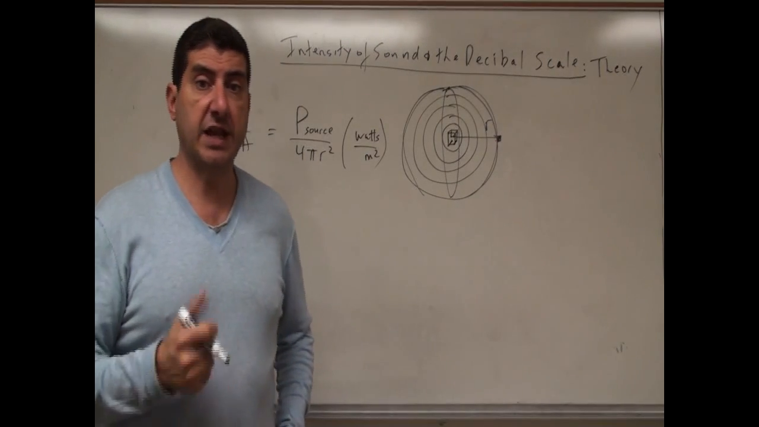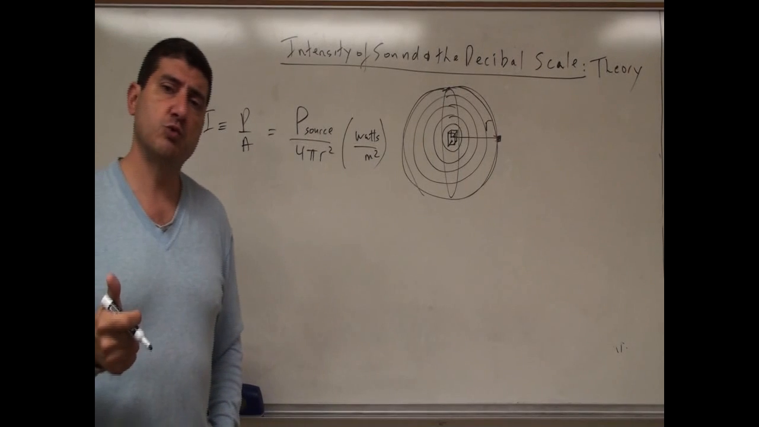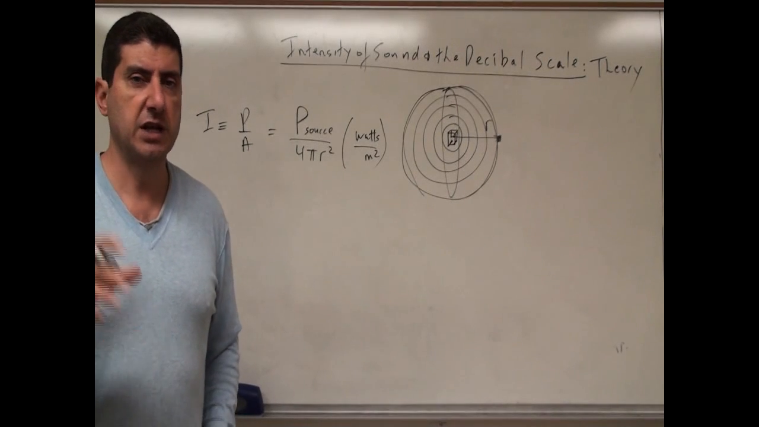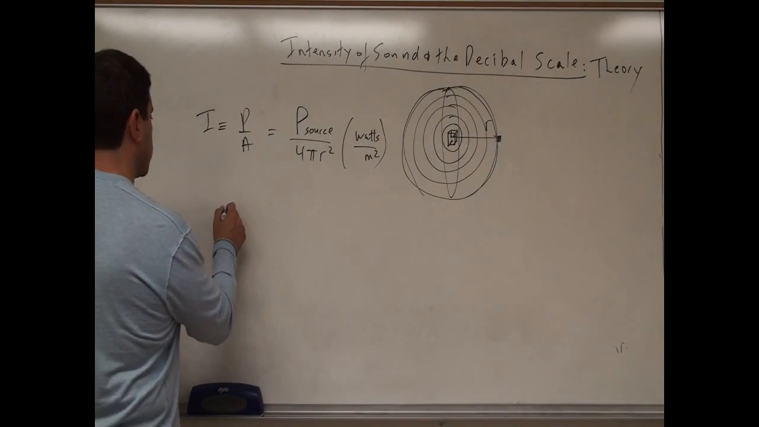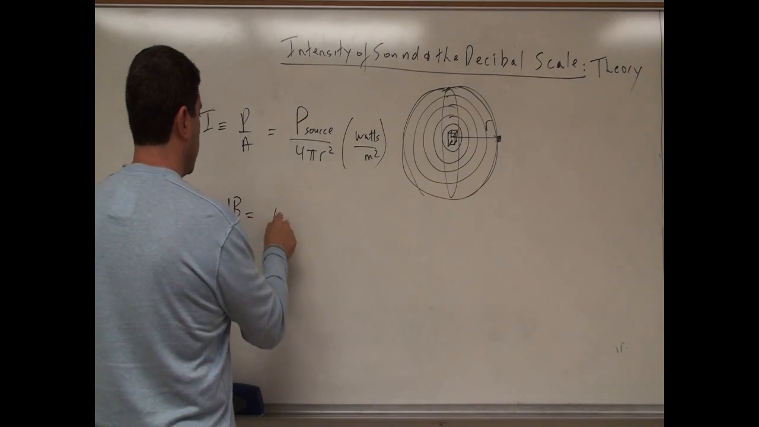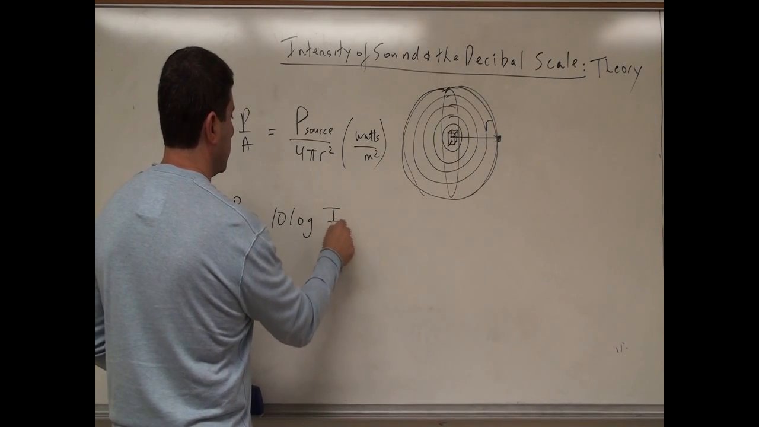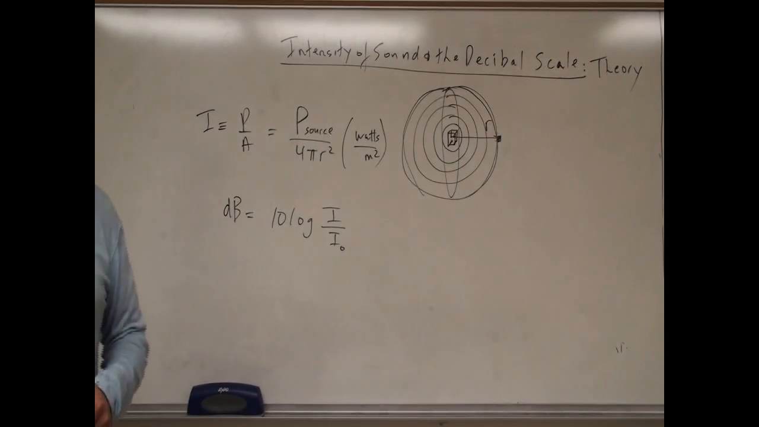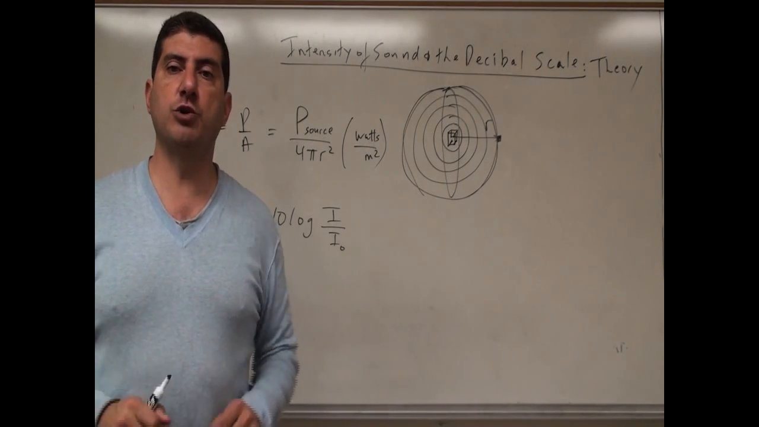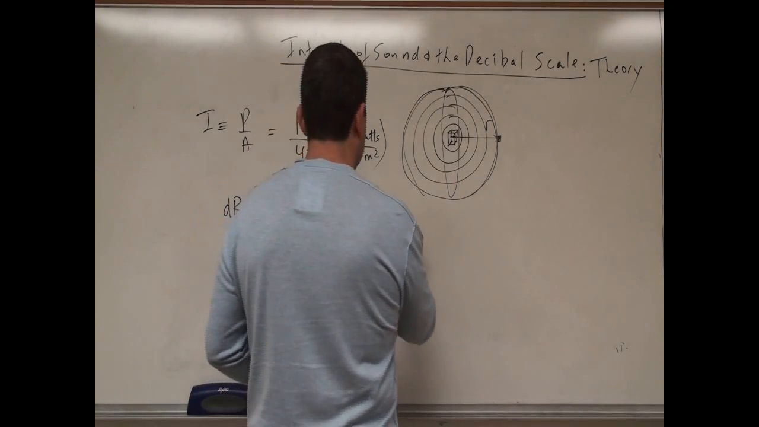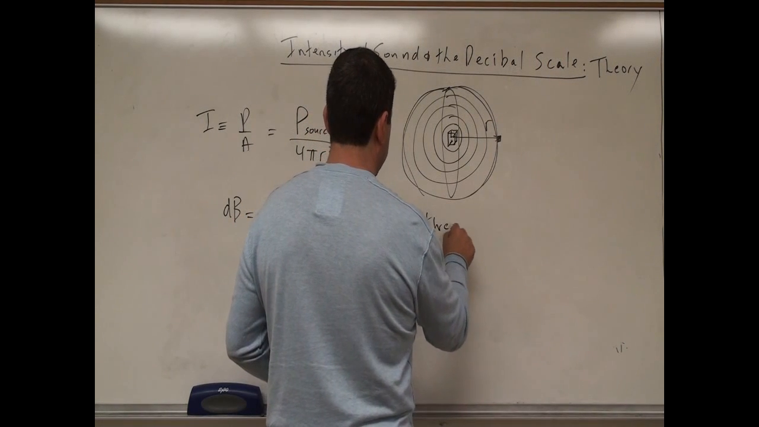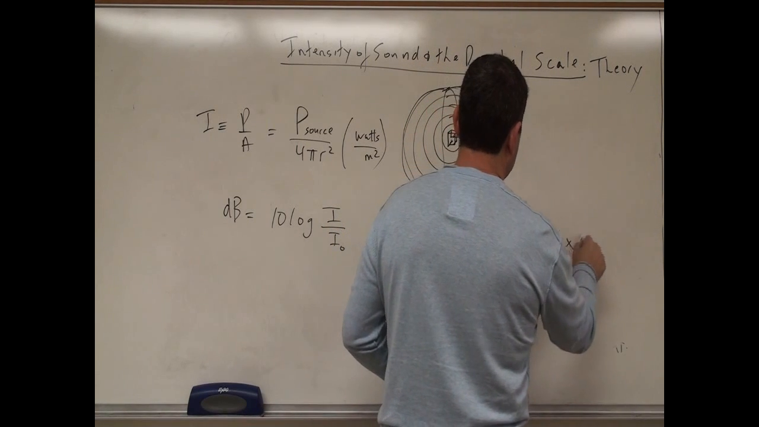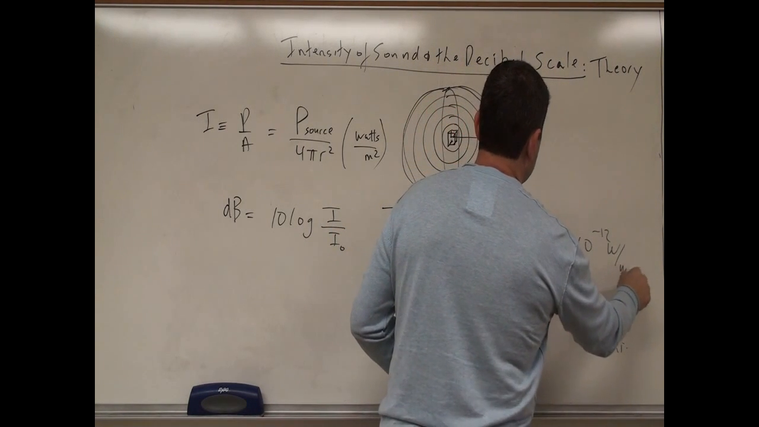And let's also talk about the decibel scale. The decibel scale is a way of converting the intensity of the sound wave to a logarithmic scale, much like the Richter scale. So the decibel scale is going to be 10 log of I, the intensity of any sound source, divided by I0, right? So I0 is some reference intensity, and we call that the threshold of hearing. I0, threshold of hearing, and it's 1 times 10 to the minus 12 watts per meter squared.